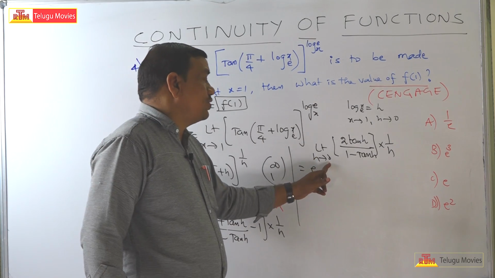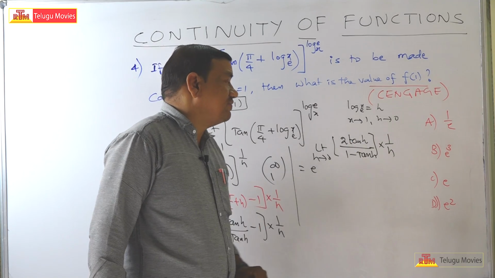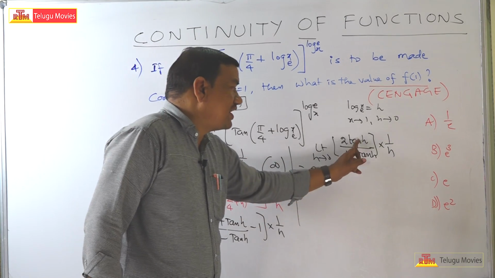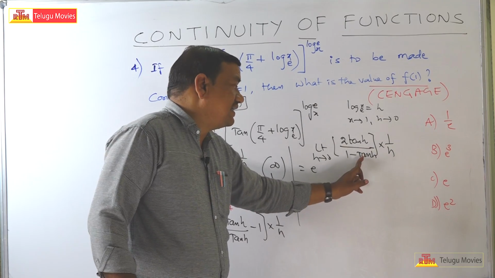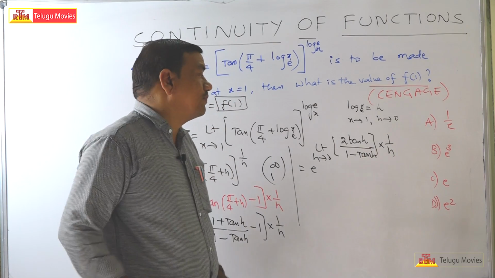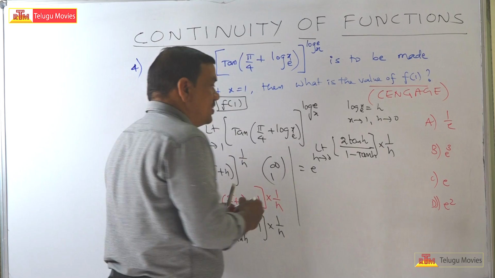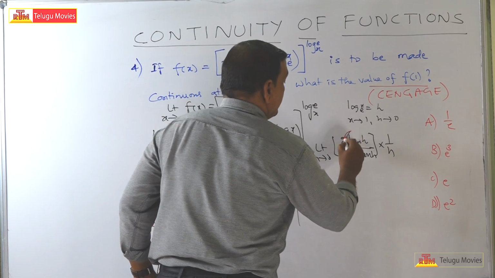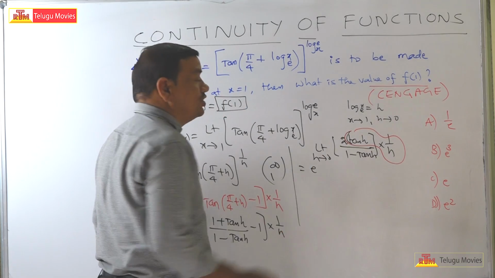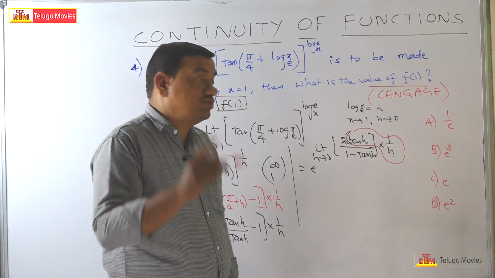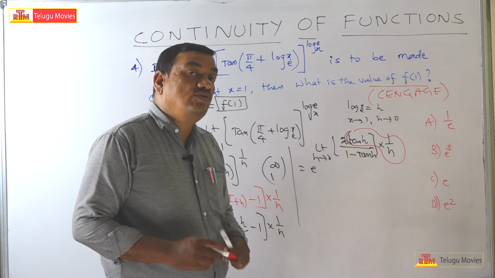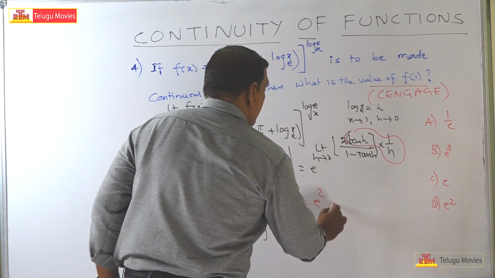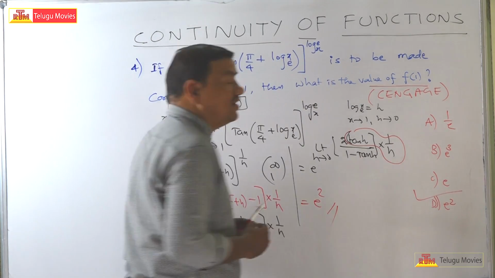As h tends to 0, observe here, tan h by h value is equal to how much? 1. Limit h tends to 0, tan h by h is 1, and tan 0 is 0. Once again, limit h tends to 0, tan h by h value is 1. Substitute tan h value, tan 0, so 1 minus 0 is 1. Therefore, ultimately you will get e square. So e square is your perfect answer.